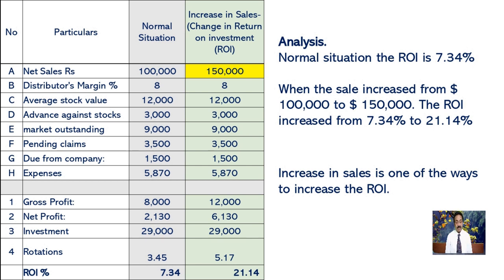When the sale is increased from $100,000 to 150,000, the ROI increased from 7.34% to 21.14%. This is one of the ways to increase the ROI: increasing the business while the remaining factors stay the same. Percentage margin is the same, expense is the same, rotations are the same. This is one of the ways to increase the distributor or any business profitability, meaning return on investment. Now we will see the second way to increase the profitability.